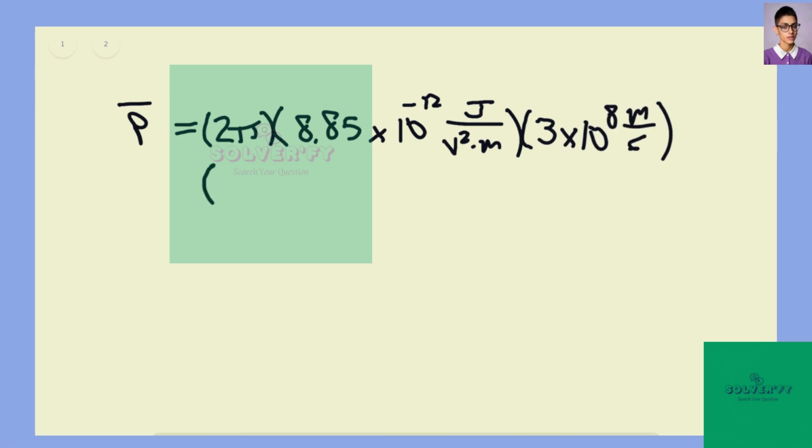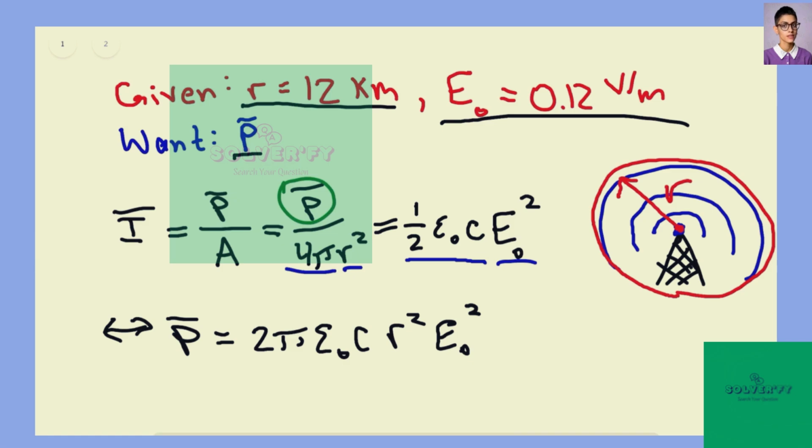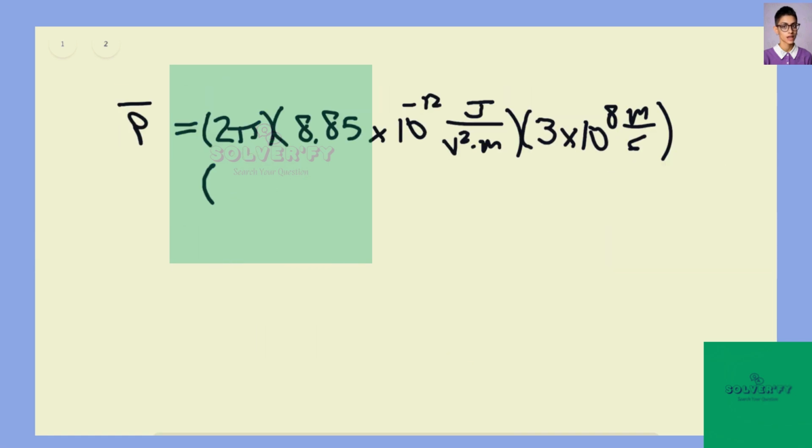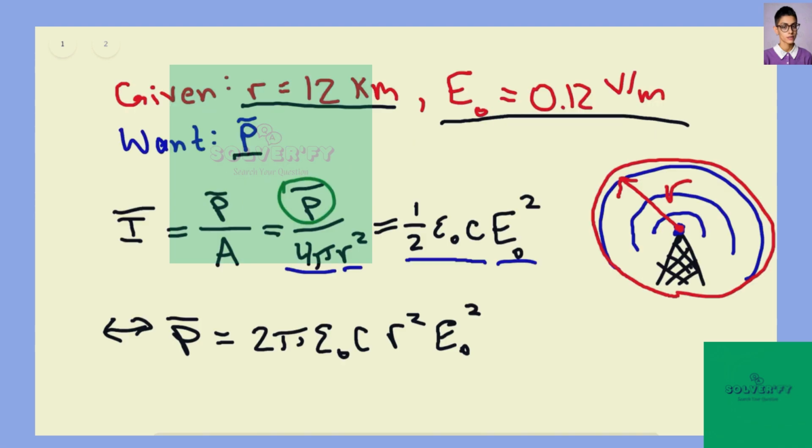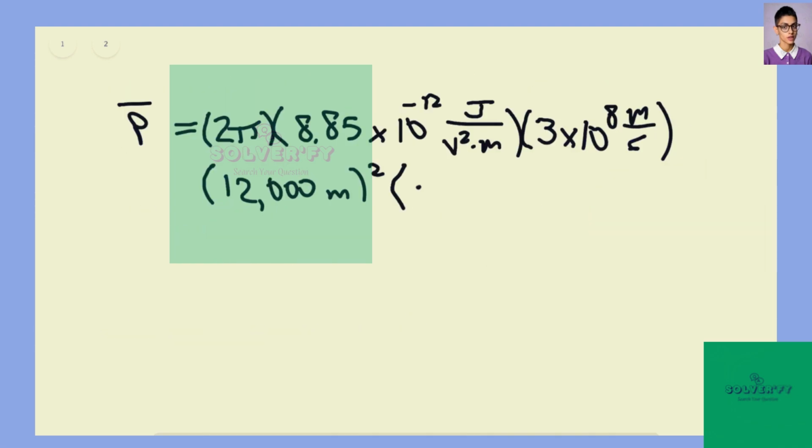And let's see, our radius is 12 kilometers, or 12,000 meters. So 12,000 meters, and that should be squared. And then our electric field strength, E sub naught, we know is 0.12 volts per meter. And that also should be squared.